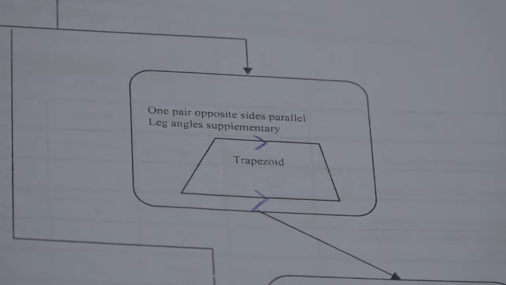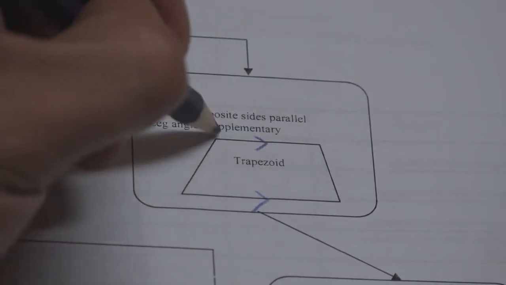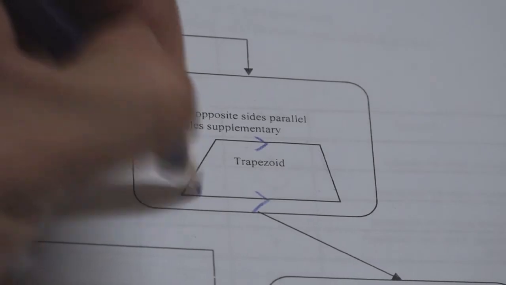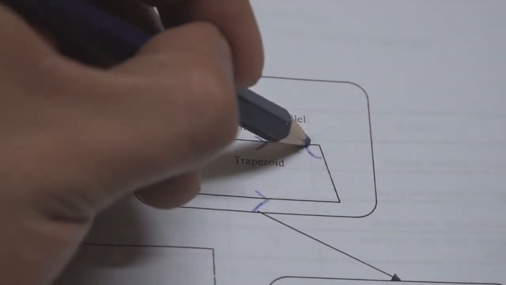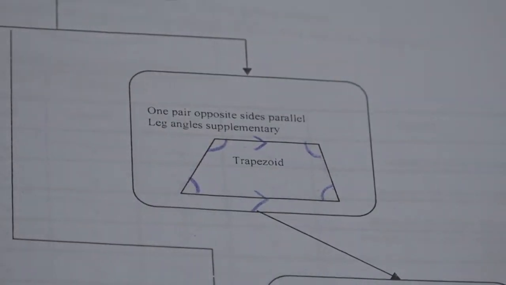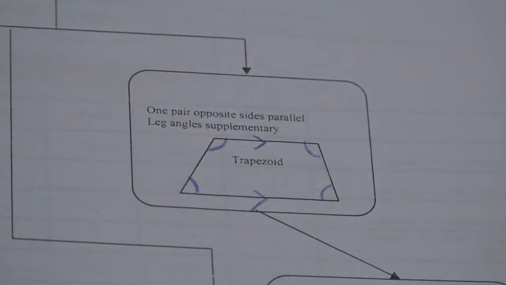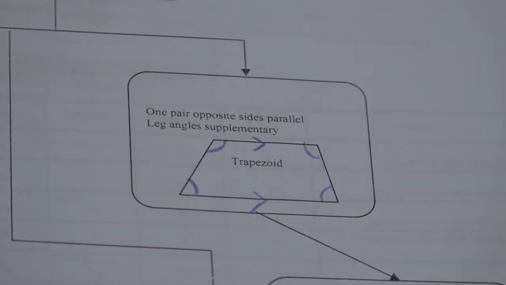Oh my God, now I understand what it means. This is one leg, so this angle and this angle are supplementary. This is the other leg, so this angle and this angle are supplementary because they add up to 180. Oh my God. All right, confusion is over. All right, so that's it. That's all I know about this.